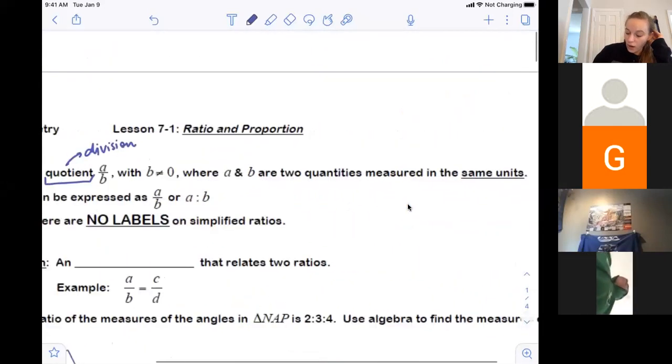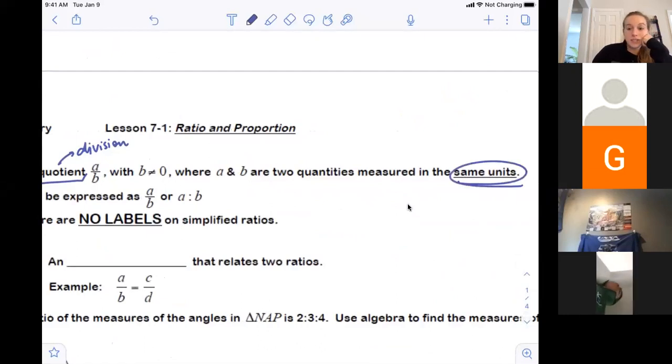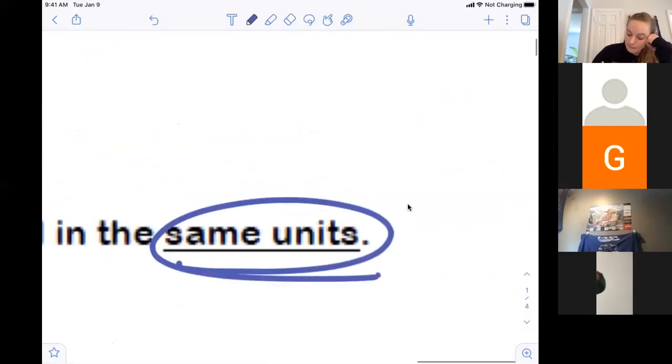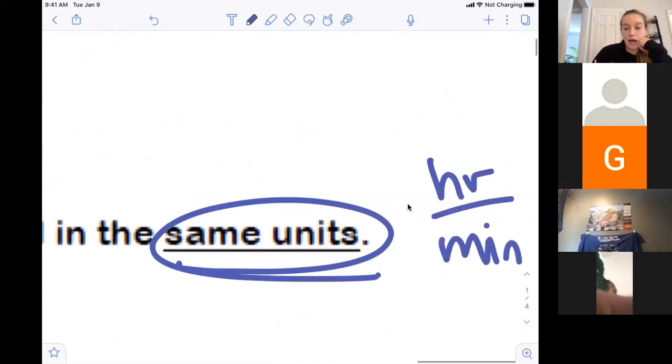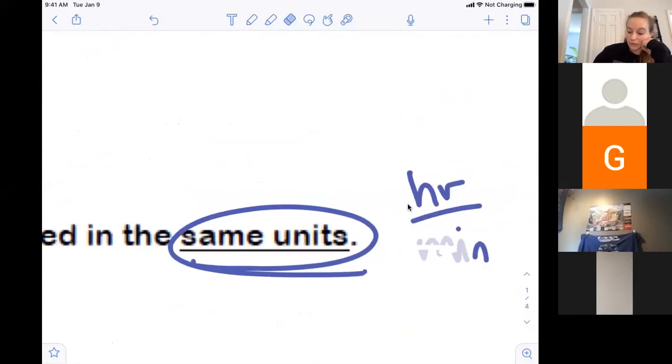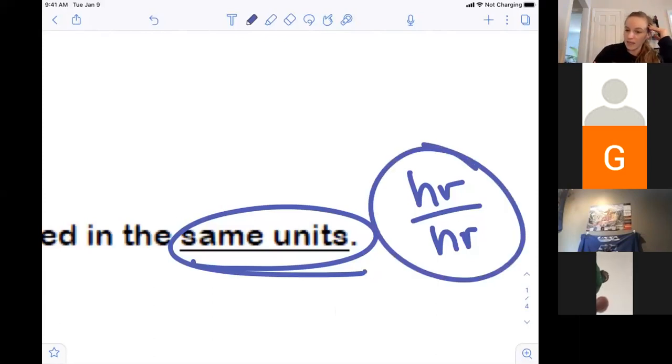And A and B are two quantities measured in the same units. So it can't be like hours over minutes. That doesn't count as a ratio. It needs to be hours over hours, or minutes over minutes, or feet over feet. So whatever the numbers are should be the same unit on top and bottom, or else we can't compare it. You've heard the phrase comparing apples and oranges. You can't do that, there's no comparison. But I can compare apples to apples because they're both the same thing. So I have to make sure I'm in the same unit here.